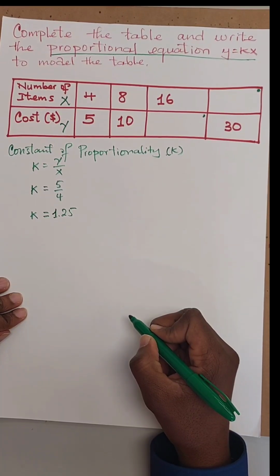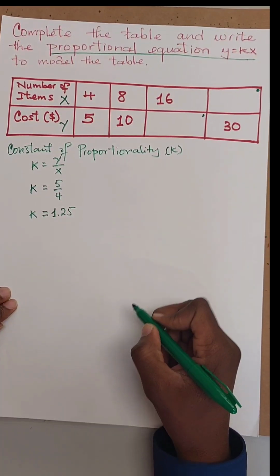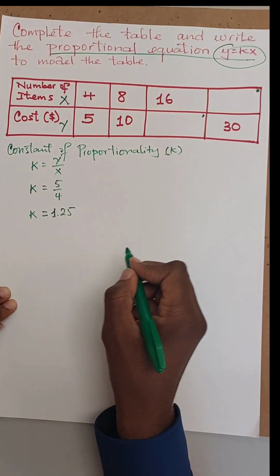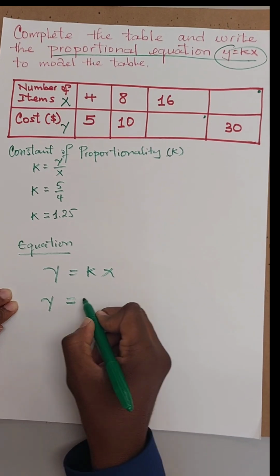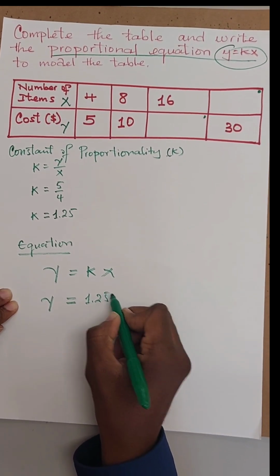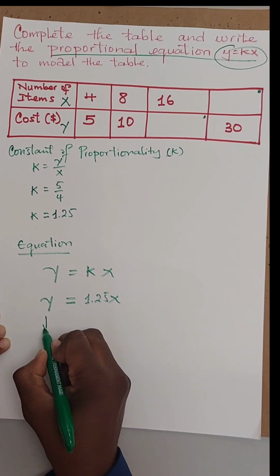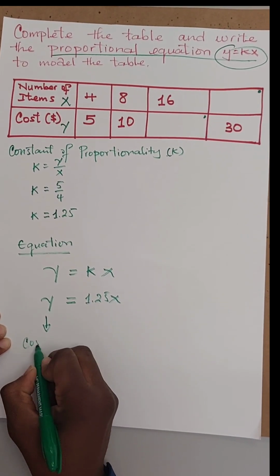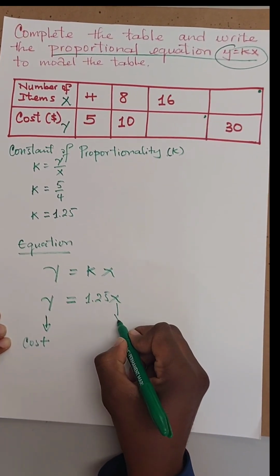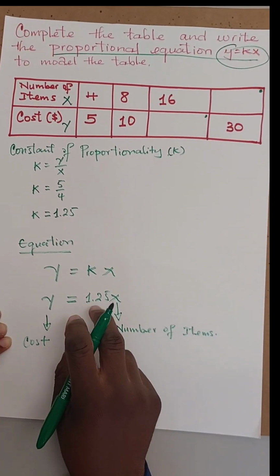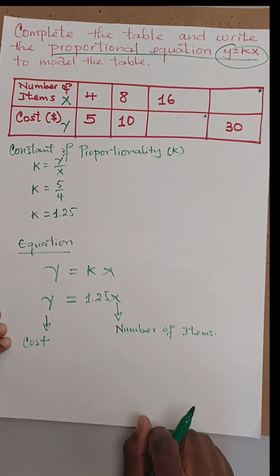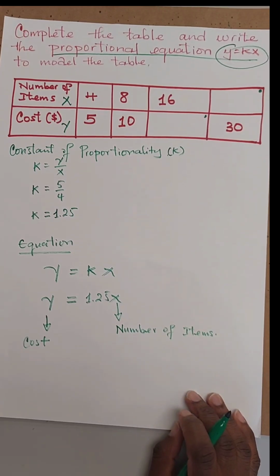That means that my equation of proportion, the form y equals kx, is y equals 1.25 times x. But what does the y represent? The y represents the cost that I get when I buy a certain number of items, which is x. Okay, so this equation can be used to fill out this table as well as to find the cost of any number of items. 1,000 items, the equation can help out with that.